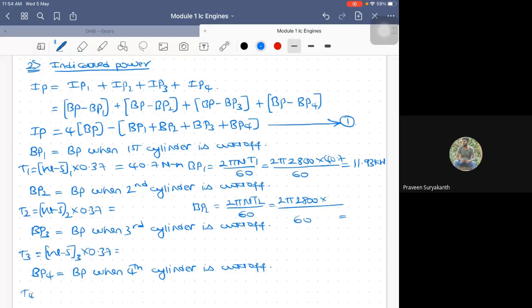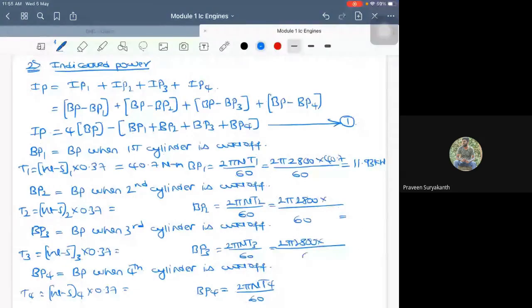Similarly, T4, W minus S of 4 cross 0.37. Next, if you go for BP3, it is 2 pi N T3 divided by 60. BP4, 2 pi N T4 divided by 60. It is 2 pi 2800 cross the torque value divided by 60.